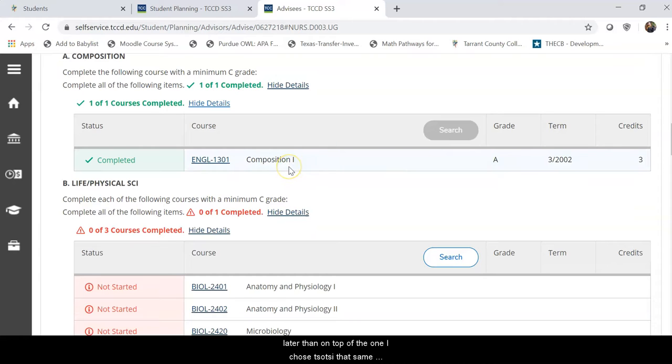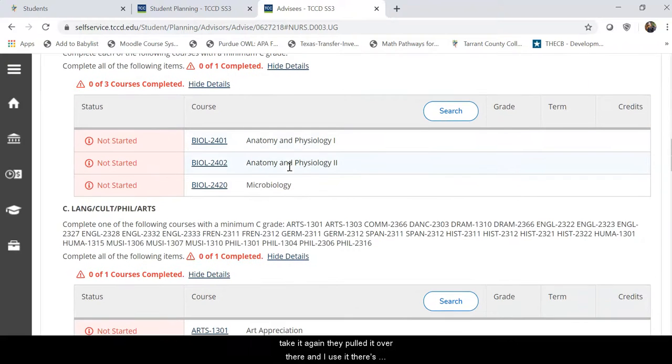See that same English class I took? That counts. That means I don't have to take it again. They pulled it over and they're going to use it. There's my 3 sciences that I have to have: anatomy and physiology 1, 2, and microbiology. Make sure you get an A or a B in those classes, and you only have 2 attempts.